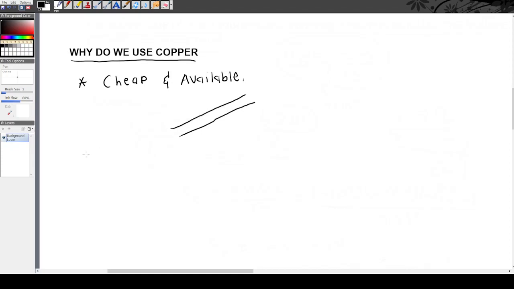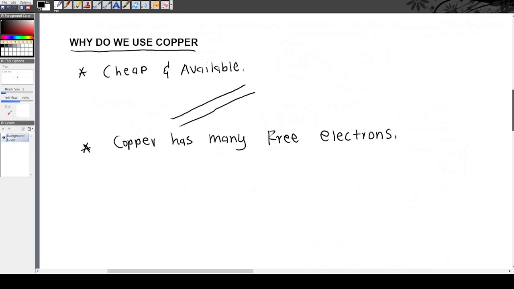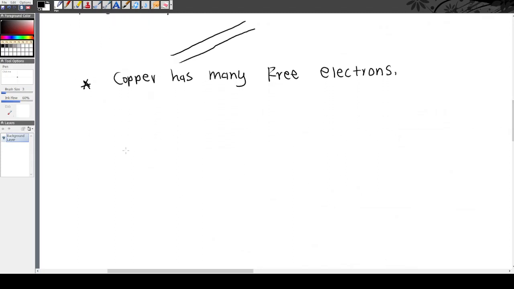Okay, another reason why sisebenzisa icopper, it's because copper has many free electrons. Ngamanye amazwi ucopper une-electrons ezininzi that are free. Okay, let me make an example by drawing a copper wire.